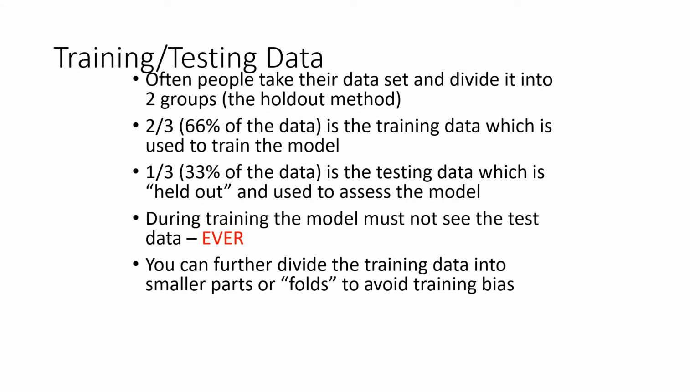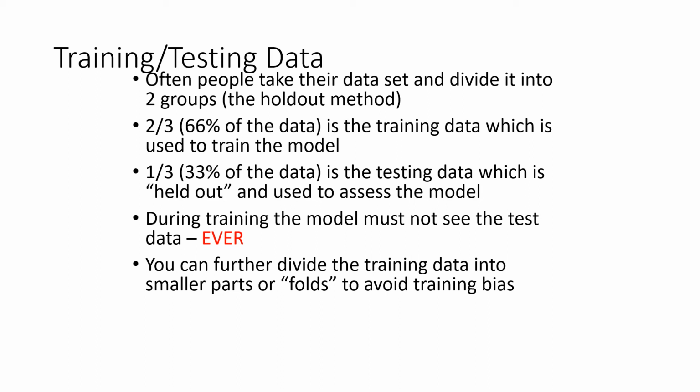So the way that people should assess a prediction is to take the data set and divide it into two groups. One will be a training set and the other will be a testing set. This is called a holdout method. In some cases you can take half or 2/3 of the data to be the training set and then half to 1/3 of the data to be the testing set. The testing set is the holdout data.